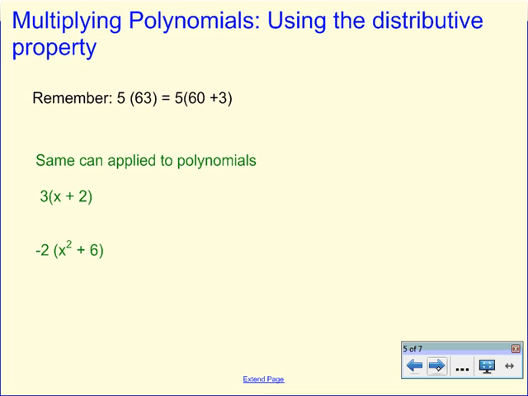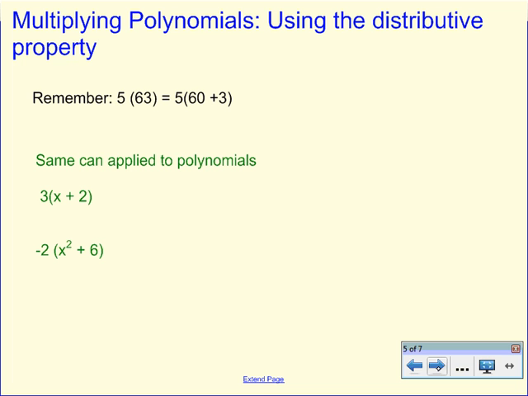Now when I multiply polynomials, I'm going to use the distributive property. Now the distributive property, if you've seen this before, is actually a quick way to do some mental math. So if I'm going to do this calculation, 5 times 63, it's actually better in my head if I multiply 5 times 60 and then add whatever 5 times 3 is. So it actually ends up giving me a much quicker way of doing things.